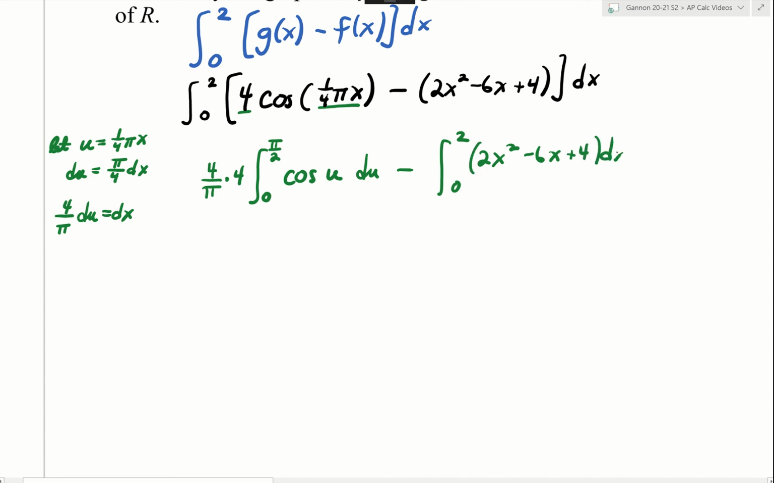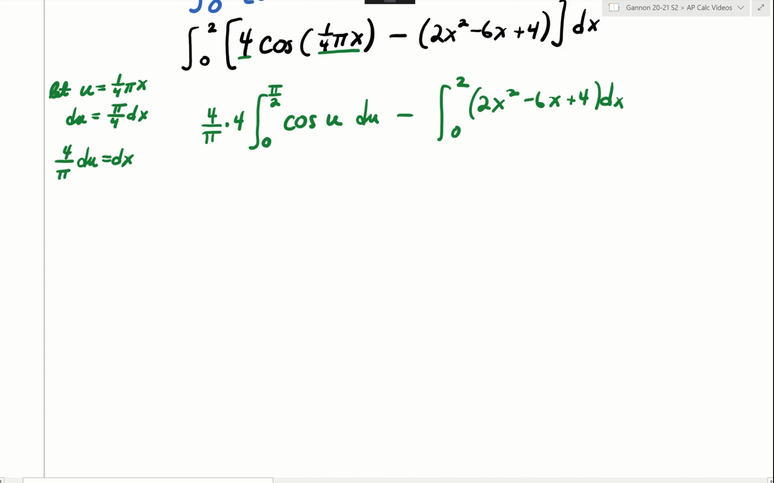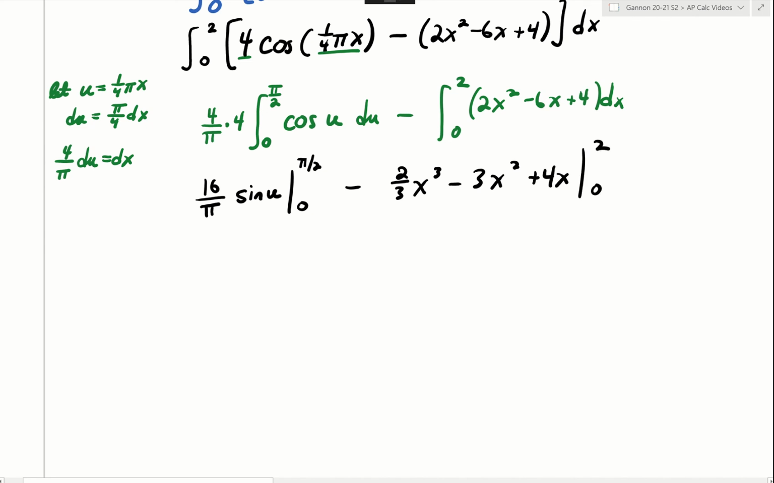Guys, just understand there are alternative ways to do this in terms of leaving it as one integral. I just find this a little bit easier for myself. All right, so as I look at this, this becomes 16 over pi. The integral of cosine is sine, so that's going to be sine of u evaluated from 0 to pi over 2. And then minus, all right, over here, that's going to become x cubed, so it's 2/3. Minus, this becomes x squared. 6 divided by 2 is 3, plus 4x, and we're evaluating that one from 0 to 2.